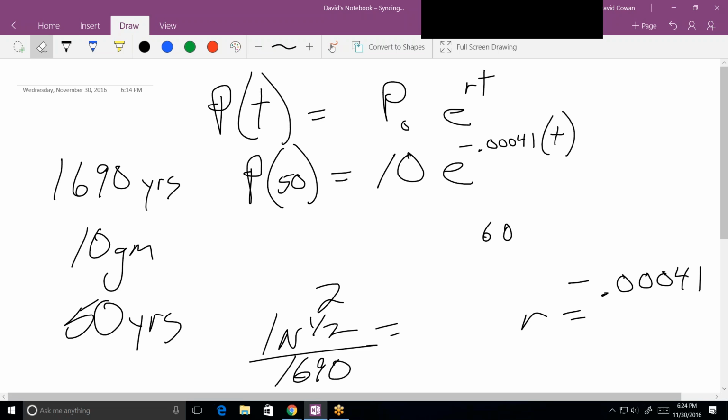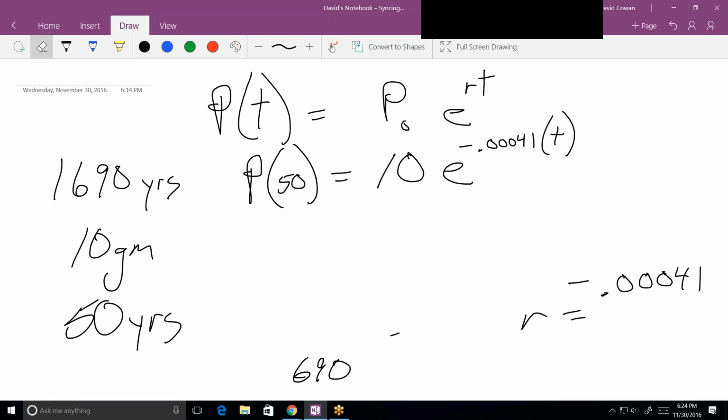In other words, these kind of problems are two-step problems. You have to solve for R first to get the specific equation, and now you can solve for T, substitute 50, and that's what the answer is.